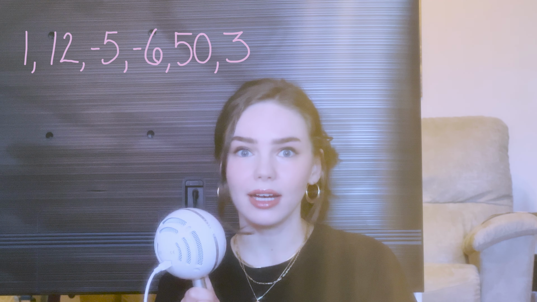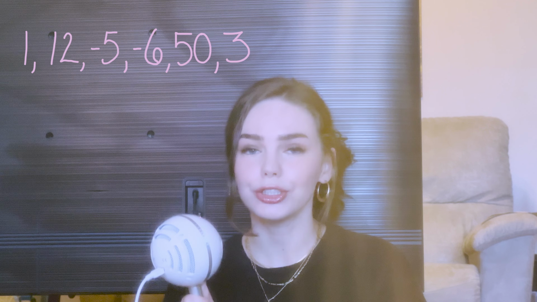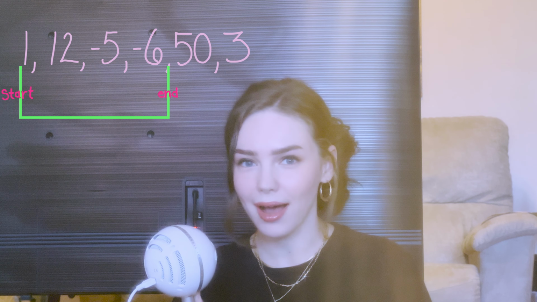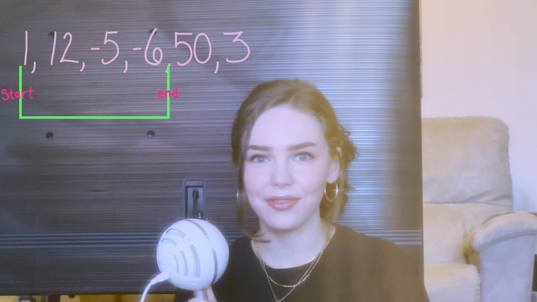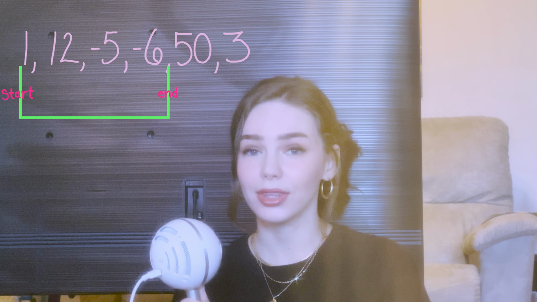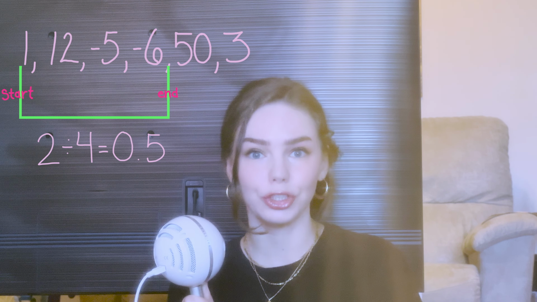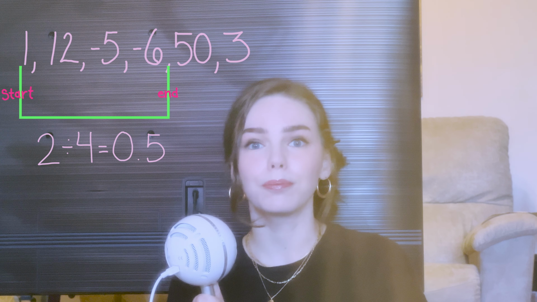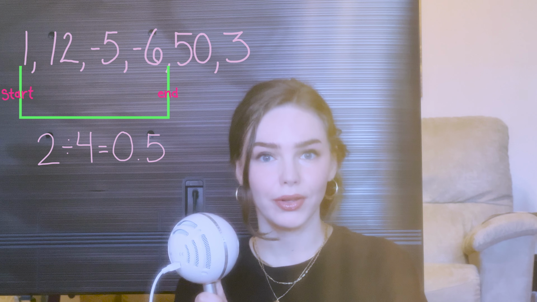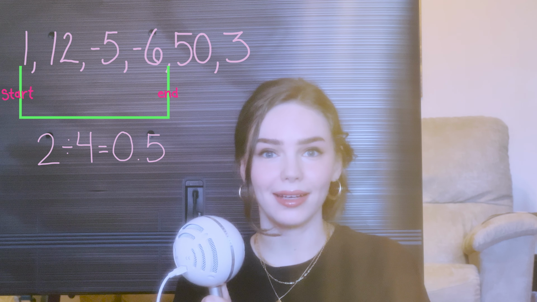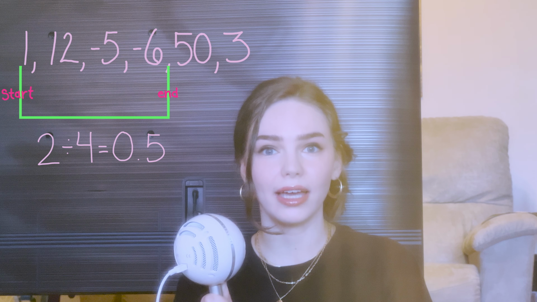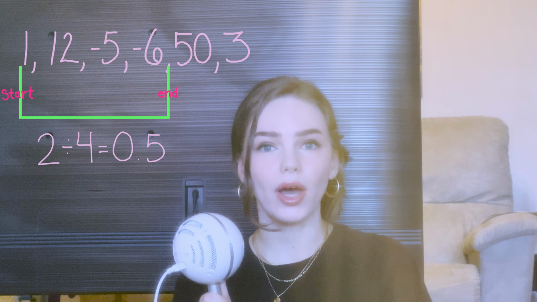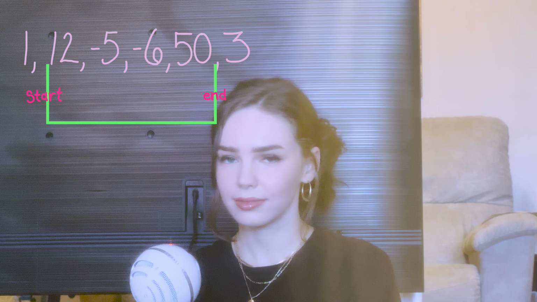So the array that I've given us, our first window, size 4, will be 1, 12, -5, and -6. The sum for this window is 2, and 2 divided by 4 is 0.5. So we'll keep a note of that. And now we're going to slide our end and our start pointers one spot to the right.